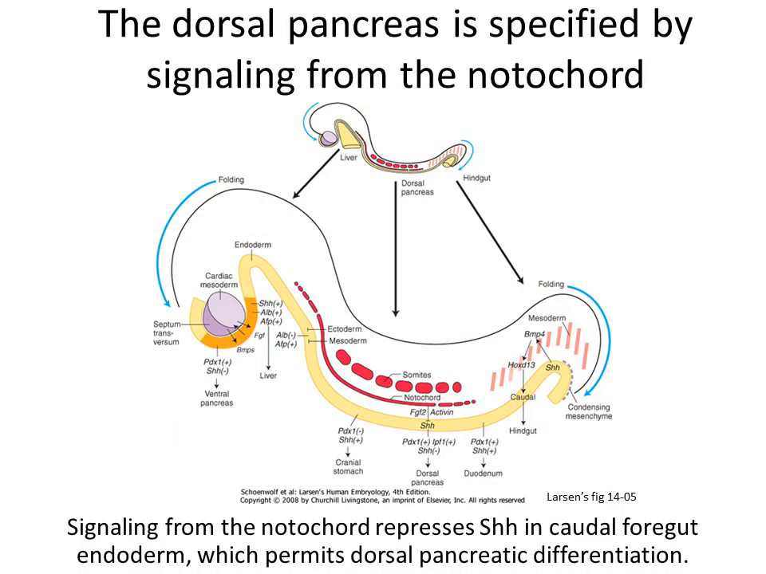The dorsal pancreas is specified by signaling from the notochord. Signals from the notochord repress the Shh gene in the caudal foregut endoderm, which permits dorsal pancreatic differentiation.